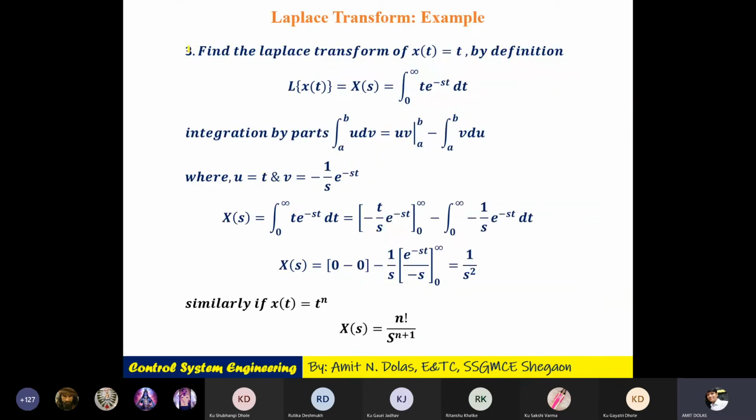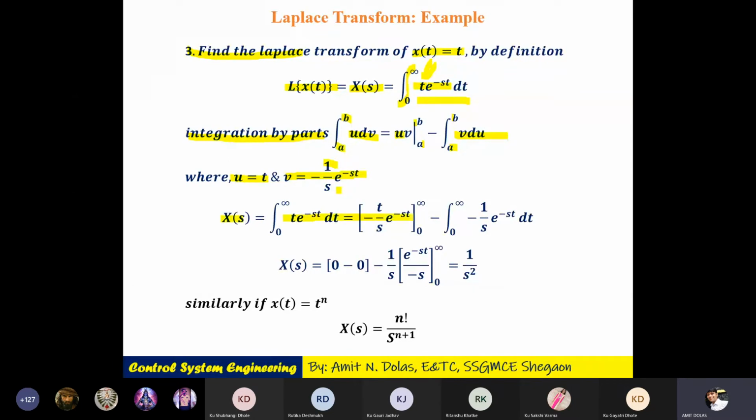Third example, find the Laplace transform of x of t is equal to t. So definition में put करना है: x of s is equal to integral of t into e raised to power minus st, 0 to infinity, of course dt. So it can be solved by integration by parts rule. Integral a to b of u dv is equal to uv from a to b minus integral a to b of v du. Where u is nothing but t, इसका first term. What is v? V is minus 1 by s e raised to power minus st.